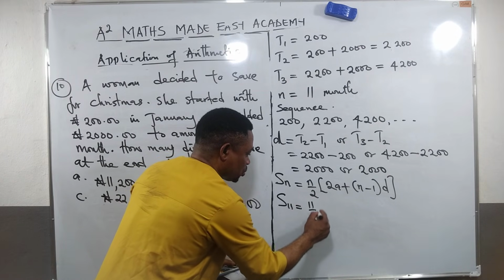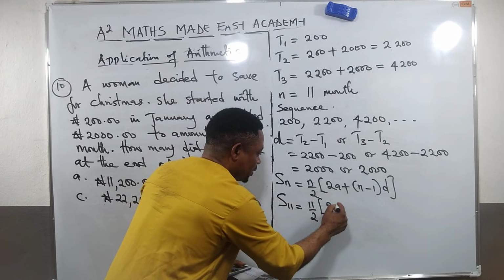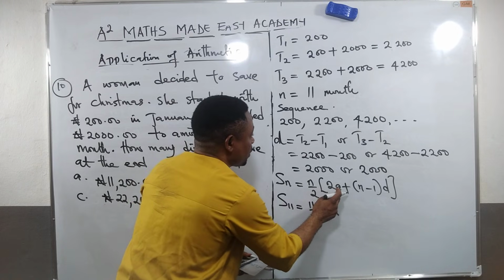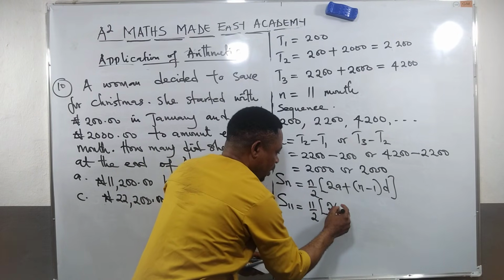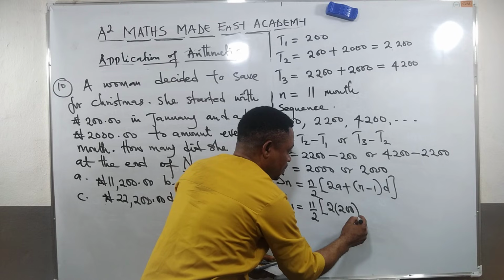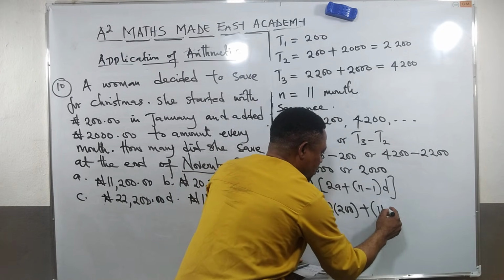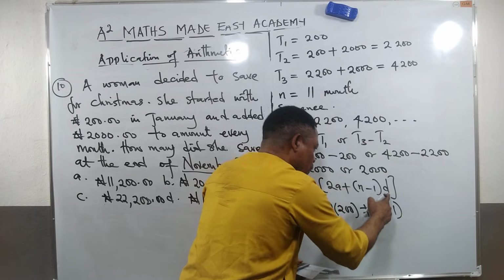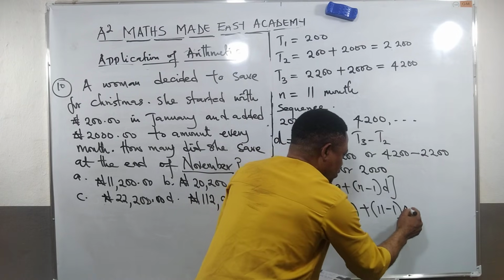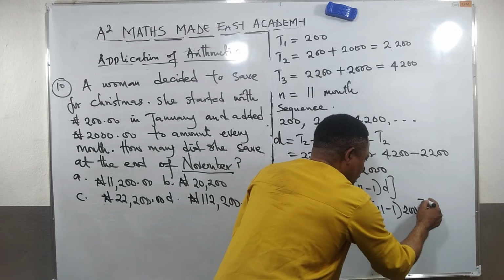Let's go. S11 is 11 over 2, open the bracket, 2 times a, the first term, which is 200, close the bracket, plus open bracket n, the 11th month, minus 1, close the bracket. Do we know the common difference? Yes, it is 2,000. Then you close the bracket.